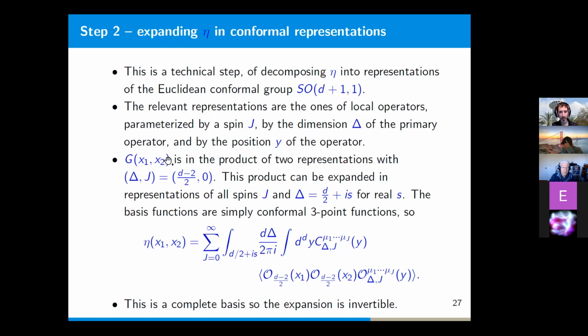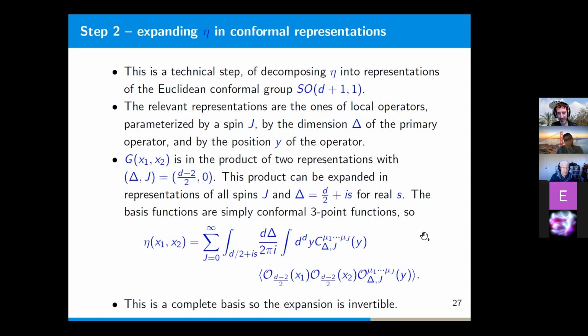Now, our original bilocal field comes from the product of two representations sitting at two different points, x1 and x2, where both of them have the dimension of just a free scalar field and spin 0. So all that we need to do is take this product of two representations of the conformal group and expand it in a full basis of representations of the conformal group, and this can be done. In fact, it was more or less done already in the 70s. It turns out that this product can be expanded in representations that involve all integer spins j and involve dimensions that sit in what's called the principal series, namely dimensions of the form d over 2 plus i times some real number. Those turned out to be a basis for expanding this product of two representations.